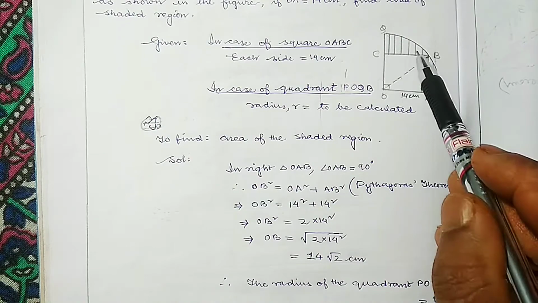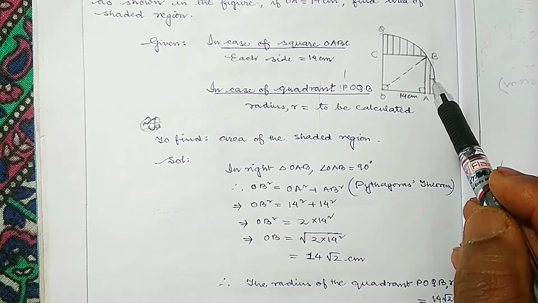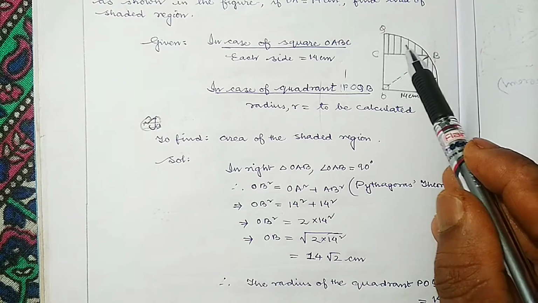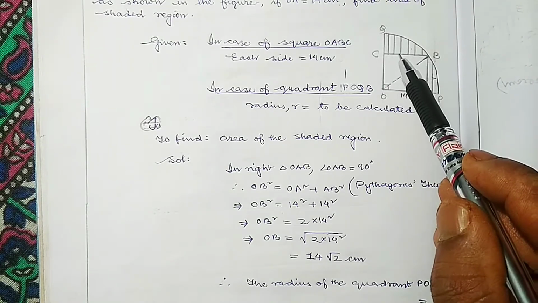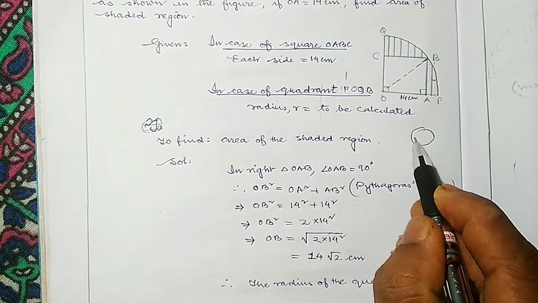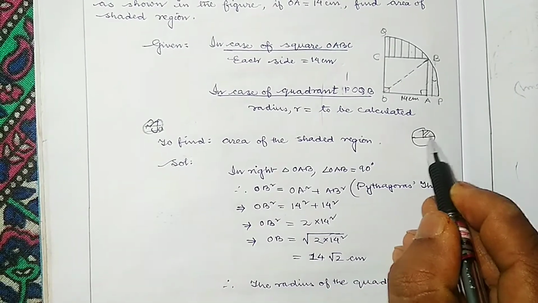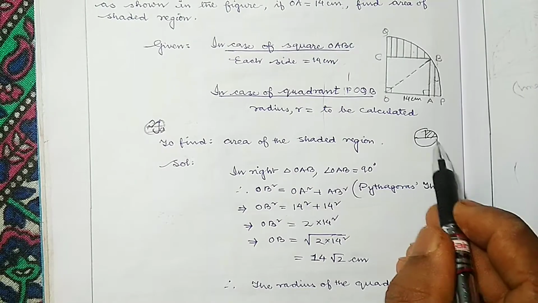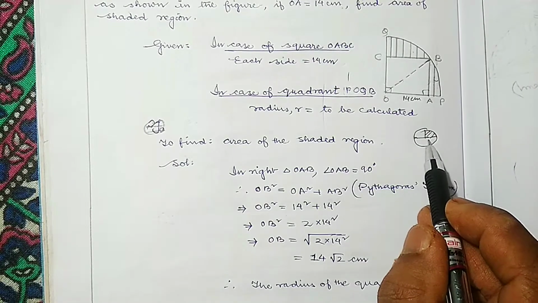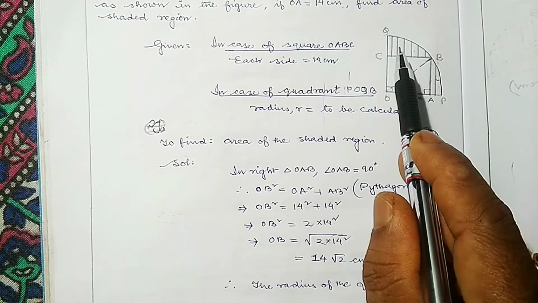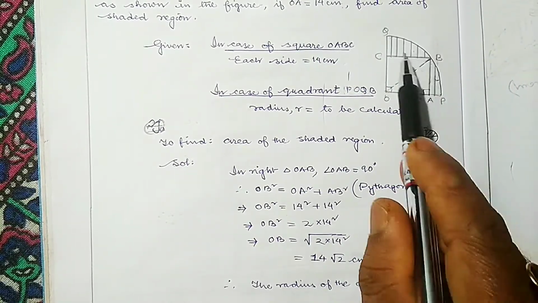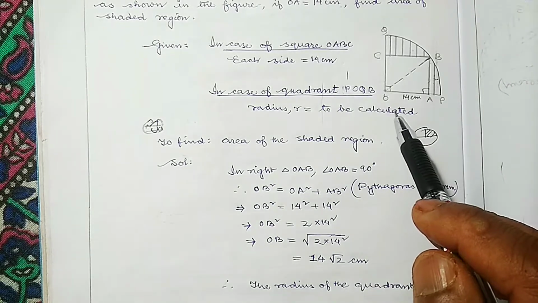Now to find the area of the shaded region, we have subtracted area of the square from the area of the quadrant. And area of the quadrant is pi r square by 4 because it is 1/4 of a circle. Just imagine, suppose this is the circle and this part is the quadrant. For full circle, it is pi r square. For the quadrant, it will be pi r square by 4. So pi r square by 4 minus area of the square will give the area of the shaded region. I hope this sum is clear.